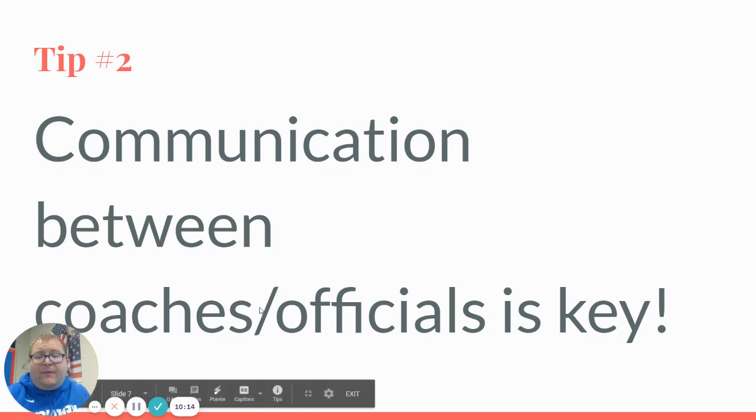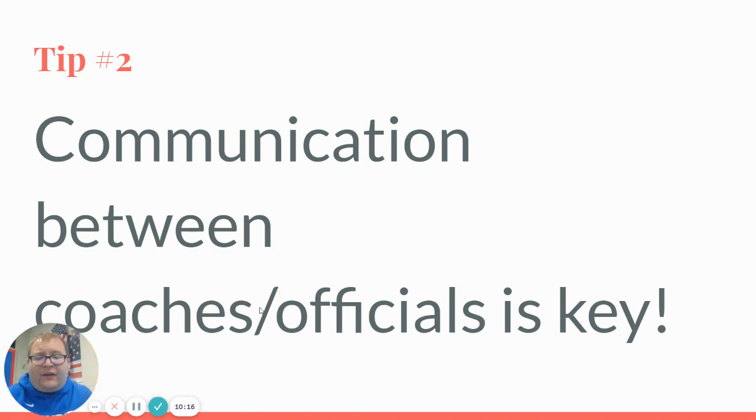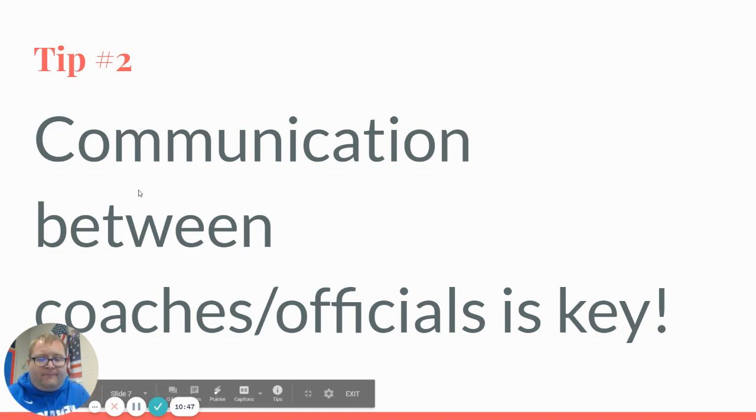Tip number 2 is that communication between coaches and officials is key. You have to have good communication in order for your competition to run smoothly. Whether that communication is through email or, depending on the situation, through texting or through calling on a cell phone, making sure that that communication is happening is critical because it allows for everyone to be on the same page and allows for issues to be resolved very quickly.